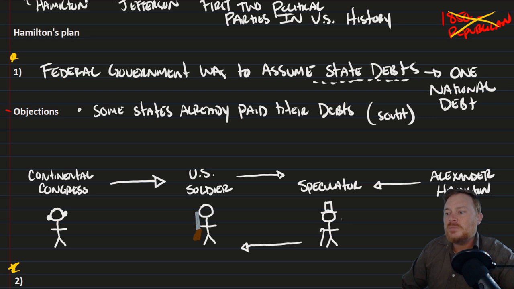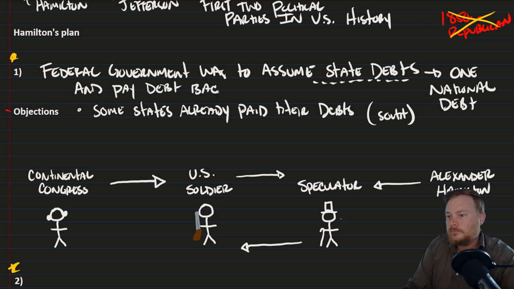But in not just creating a national debt, right? The federal government was to assume state debts and pay debt back. One consequence of paying debts back, specifically, involved those who were called the creditors. Creditors are people who had loaned out money, and essentially Hamilton was faced with a choice, right?